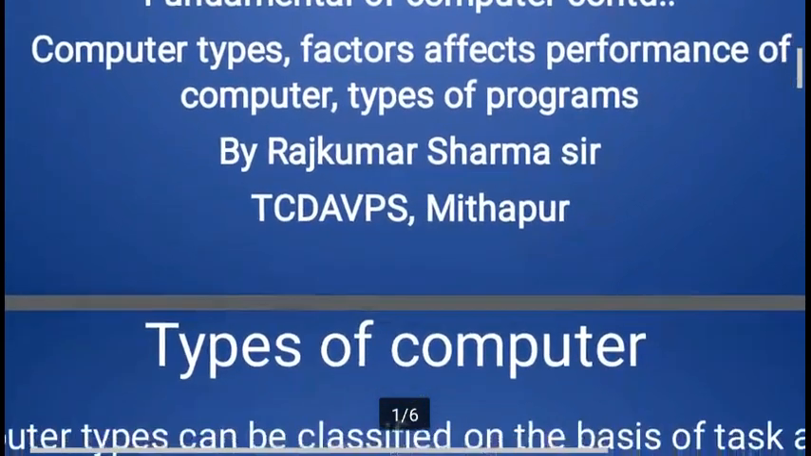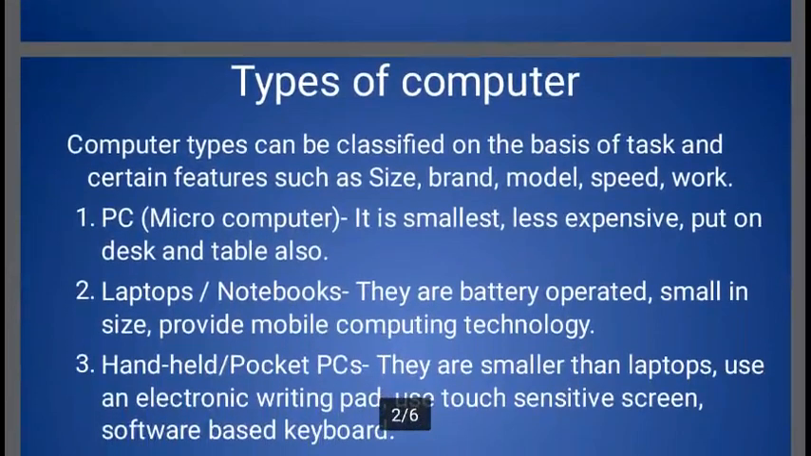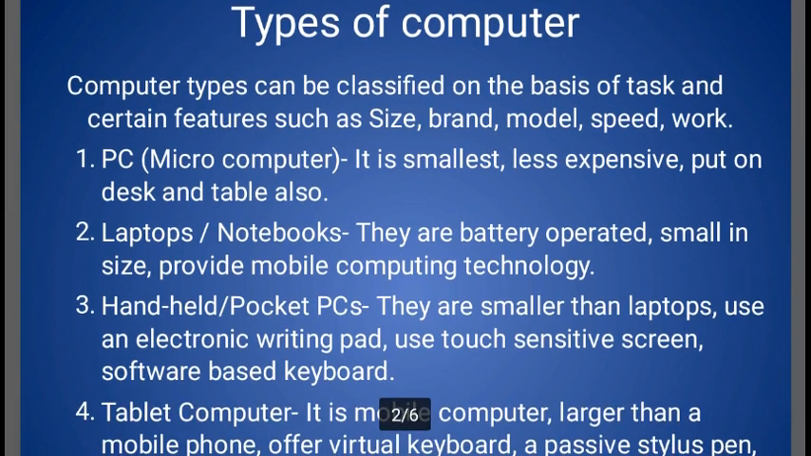Okay students, so the first thing is types of computer. Computer types can be classified on the basis of tasks and certain features such as size, brand, model, speed and work. So computers can be categorized using different kinds of parameters. First you can see is PC. PC means microcomputer. Generally we use this, also called a desktop computer.